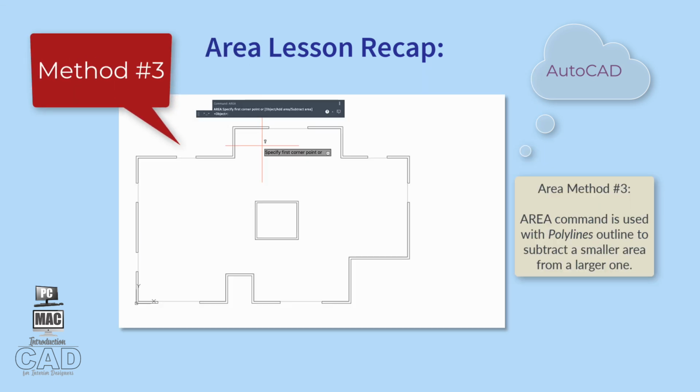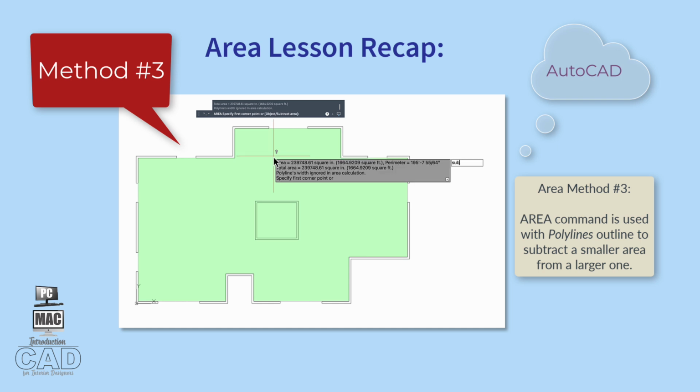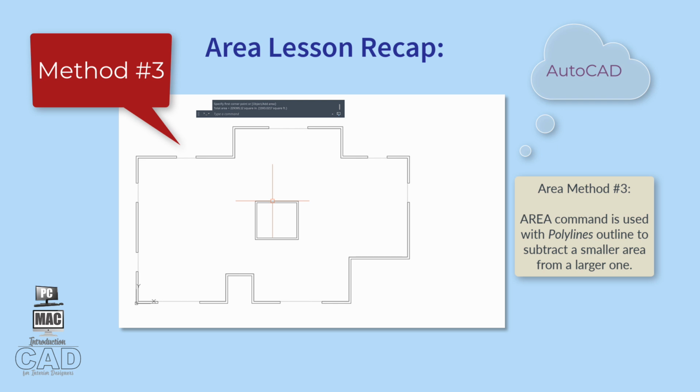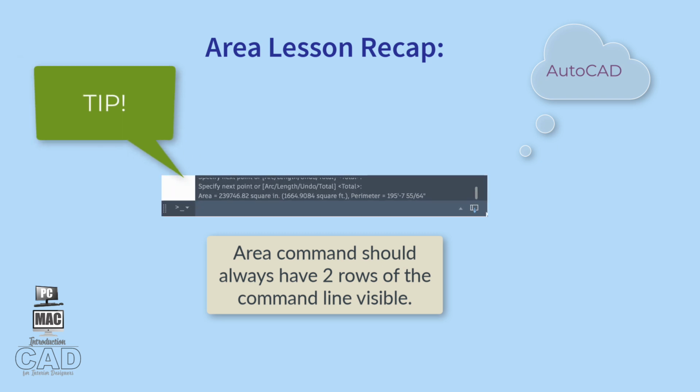Method number 3, the final method, is also used in conjunction with the Polyline command, where the overall outline of the floor plan is defined by a polyline and the interior space is also defined by a polyline. In this method, I demonstrated how to add and subtract different areas defined by closed polyline outlines for AutoCAD to provide accurate measurements. Finally, I recommend that you always have at least 2 rows of the AutoCAD command line visible. This is because the area measurement listing is always shown 1 row above the active command line.